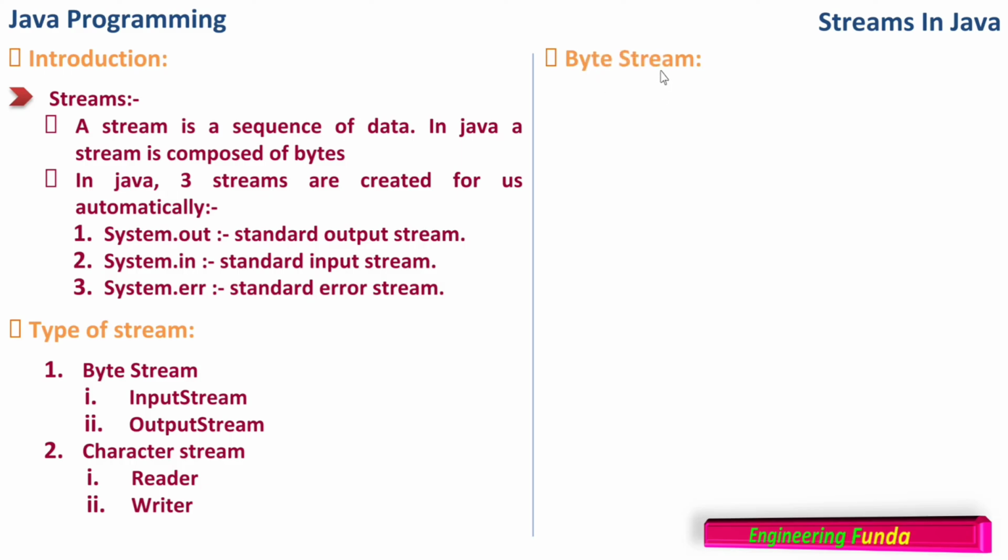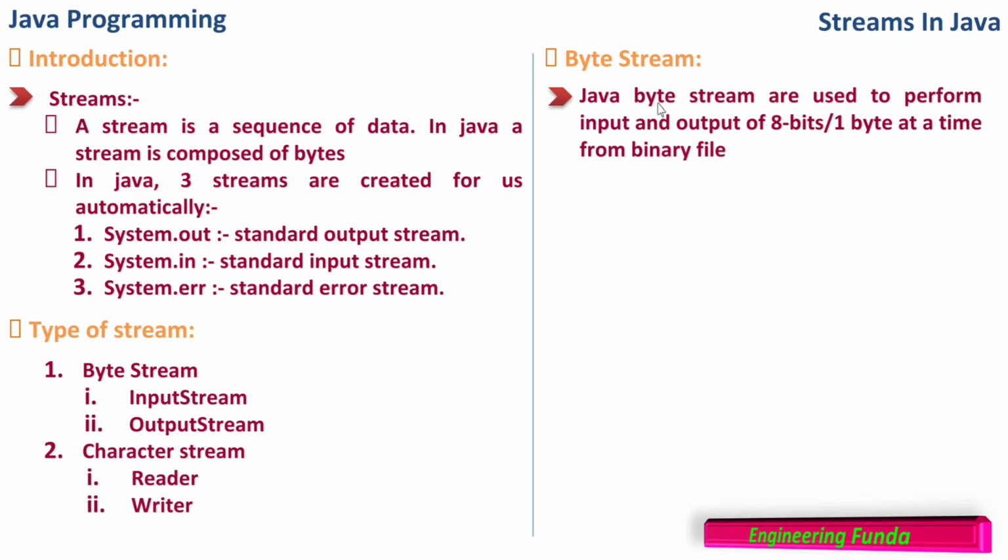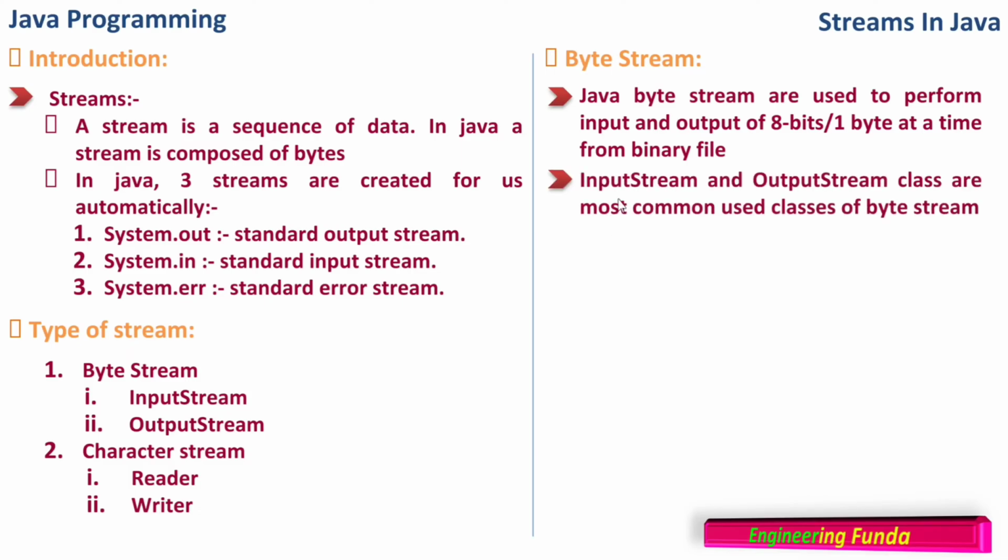Let us look at the byte stream. In Java, byte streams are used to perform input and output of 8 bits, that is 1 byte at a time, from a binary file. InputStream and OutputStream classes are the most commonly used classes of the byte stream.